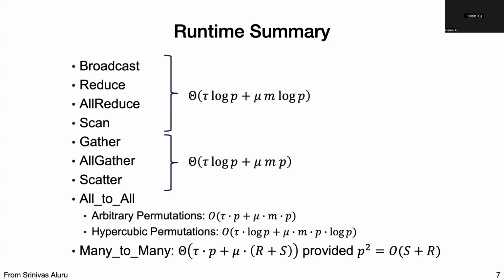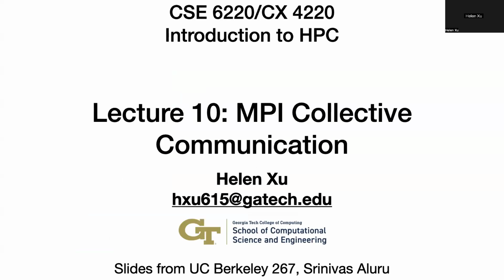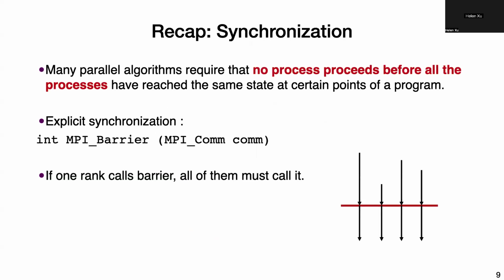Okay, so that is it for high-level collectives, and then we're going to move on to how you do this in MPI. We're just going to recap very briefly what we talked about last time regarding MPI, because you're going to need this to implement the primitives. First one is synchronization, which is implemented with MPI barrier, and you put in the communicator.